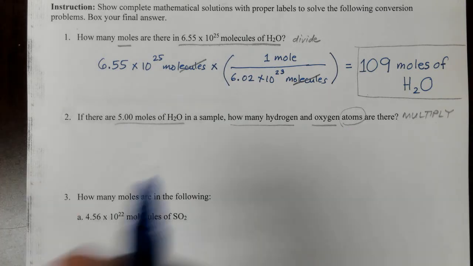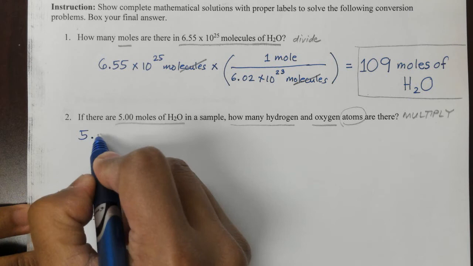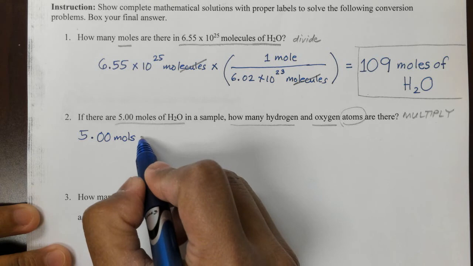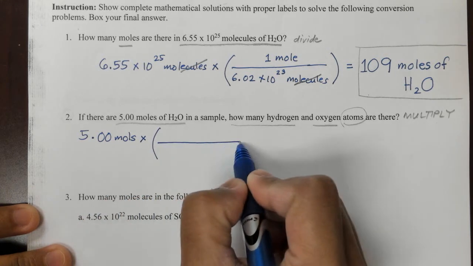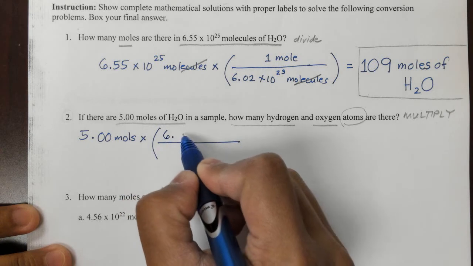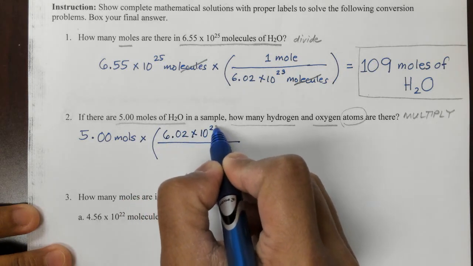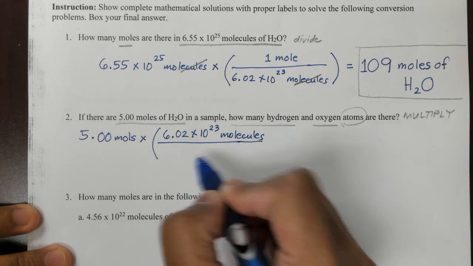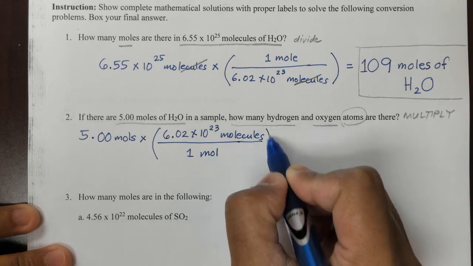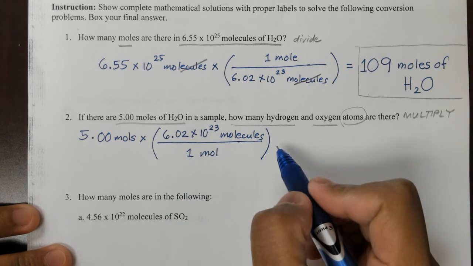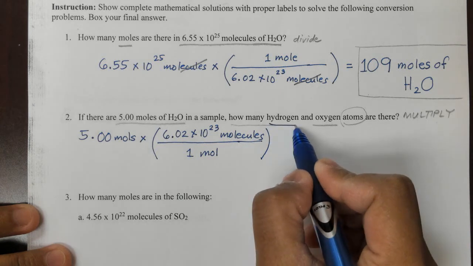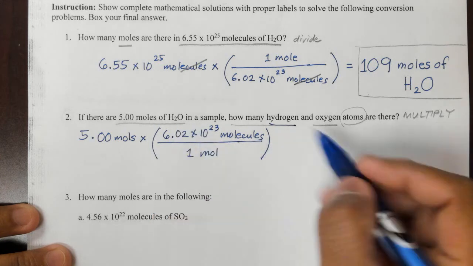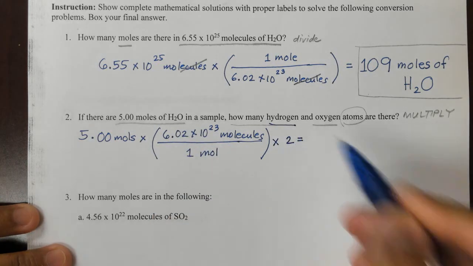So let's do the calculation now. So we're going to begin with our given again. So that's 5.00 moles of water. We're going to do the regular computation of multiplying. So multiplying is putting the Avogadro's number on top. And then that will be molecules here because this is water. And then that's 1 mole below. And then I am going to start with the hydrogen first. For hydrogen atoms, I look at the subscript of hydrogen in H2O, that's 2, so I'm going to multiply it by 2. So this is for hydrogen.